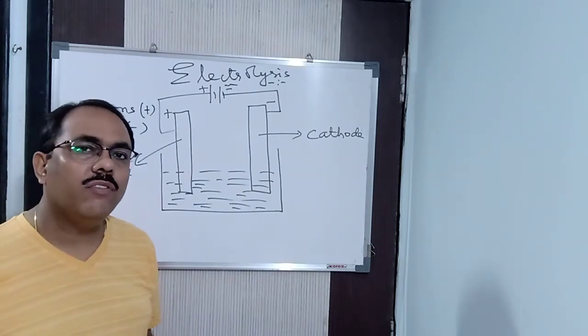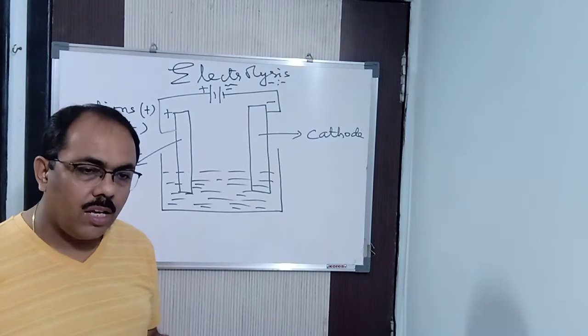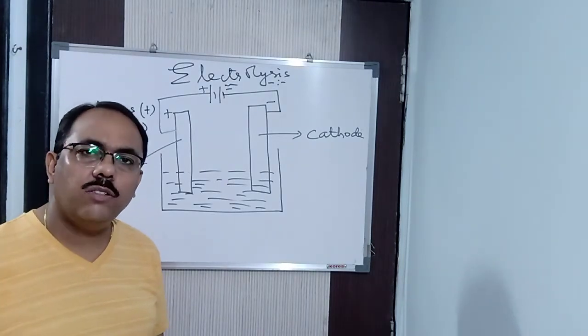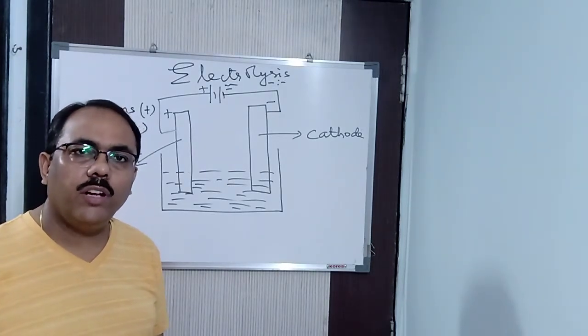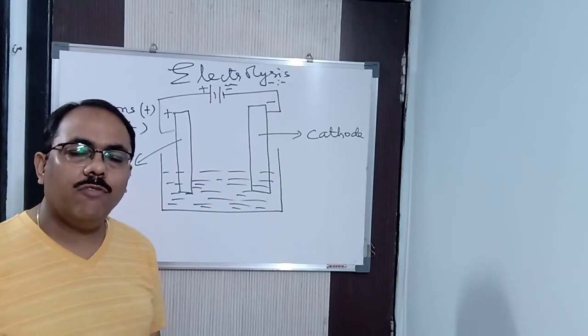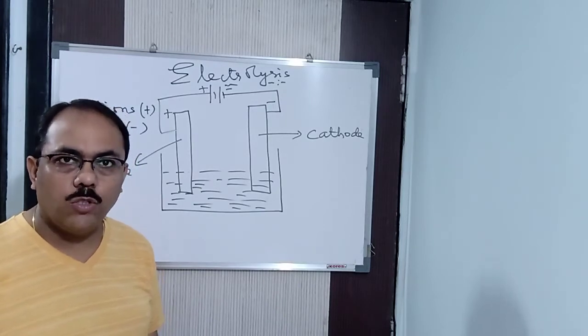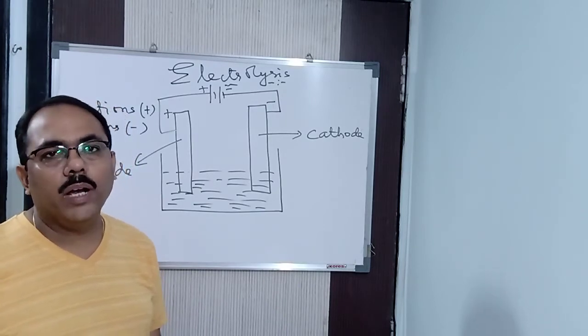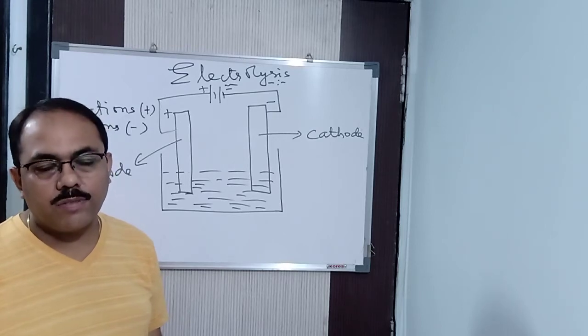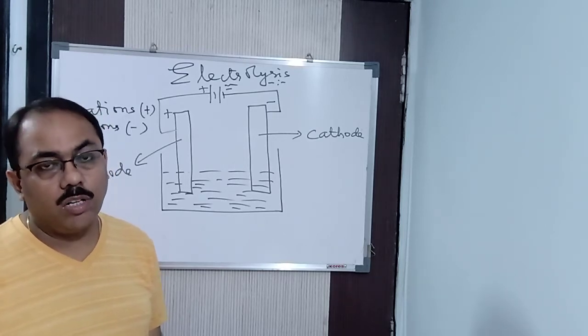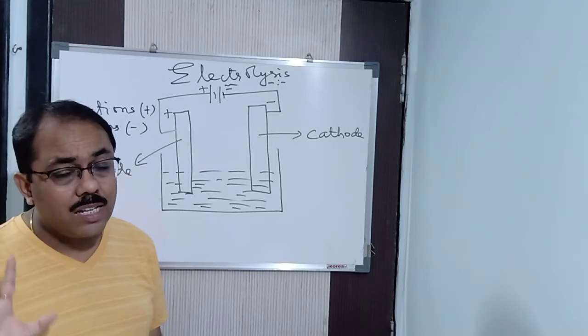How do you prepare dilute sulfuric acid in the lab? You take water and add concentrated sulfuric acid into it. For example, we take 1 liter of water and add 125 cc of concentrated sulfuric acid into it. In this way you will get the dilute sulfuric acid. So dilute sulfuric acid and acidulated water are both the same. So that is an electrolyte.